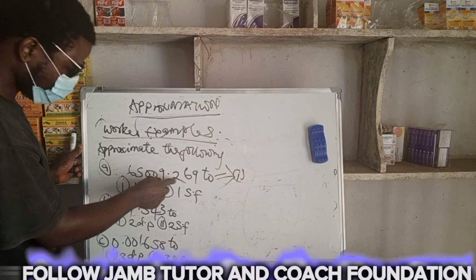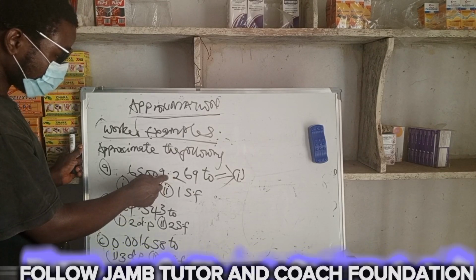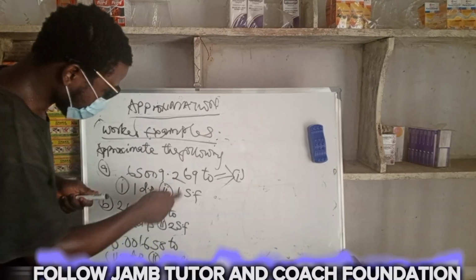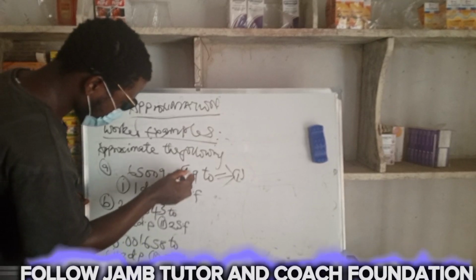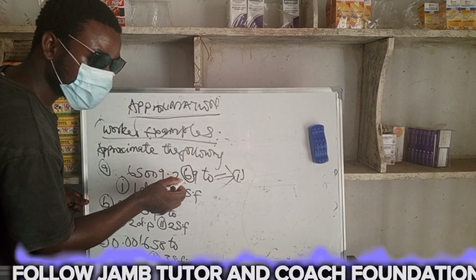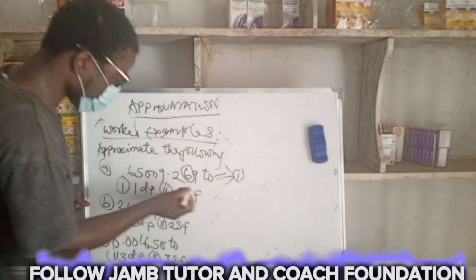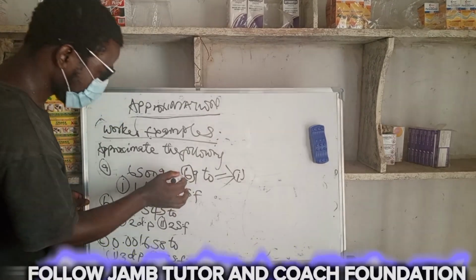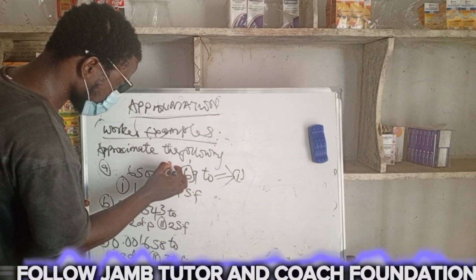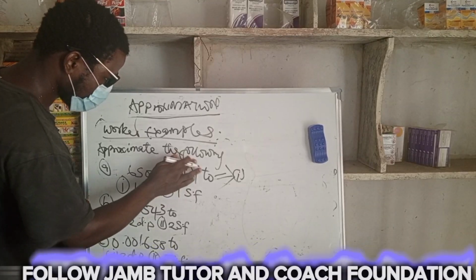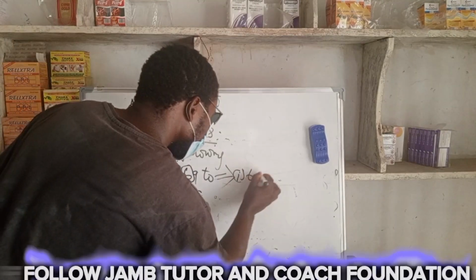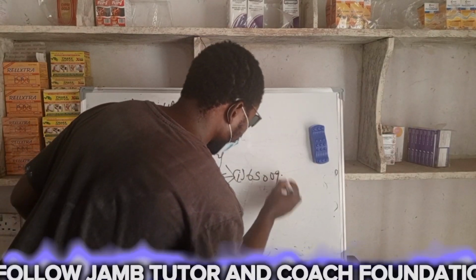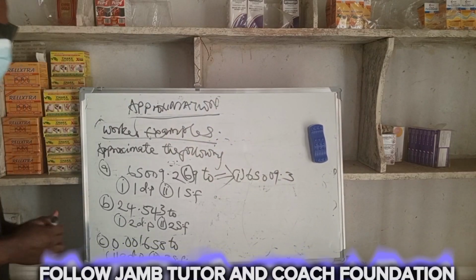So here now we have 2 immediately after the what? The decimal point. So now in approximating this, the number next to 2 is what? 6. And 6 is equal to 5 and above. So now we are rounding this figure up. 6 becomes what? 1. This 2 plus 1 gives us what? 3. So the answer becomes 65009.3. I believe we understand.